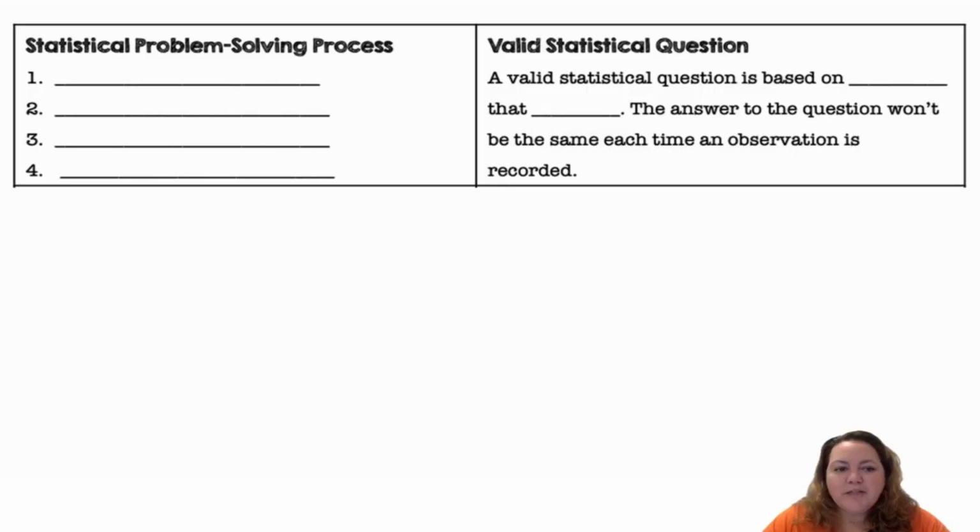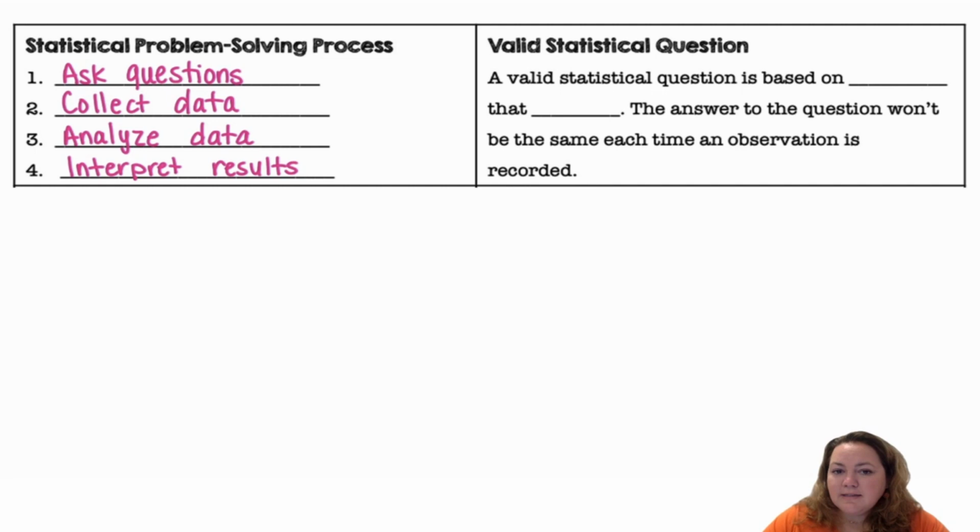All right, so a statistical problem solving process includes asking questions, collecting data, analyzing the data, and then interpreting the results. A valid statistical question is based on data that vary, so the answers to the questions won't be the same each time an observation is recorded.